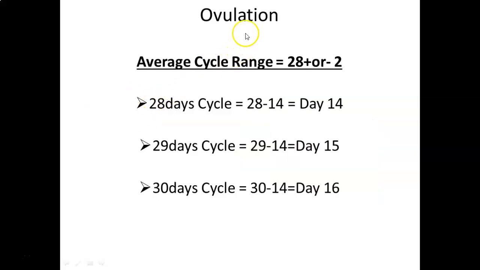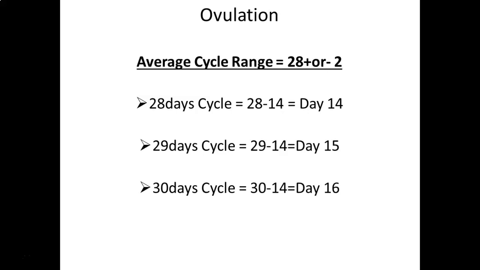And so for you to know when you are ovulating, we need to understand your average cycle range. When we know your average cycle range, we'll be able to make calculations and deductions from that. For most women, the average menstrual cycle is between 28 plus or minus 2 days. So that's 26 to 30 days. For most people, we have a cycle length of 28 days. So I'll take 28, 29 and 30. It could as well be 26 also.